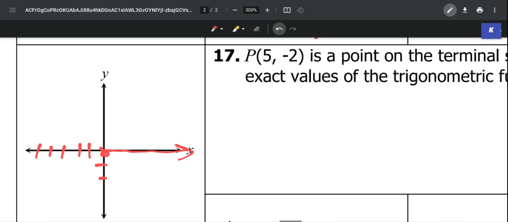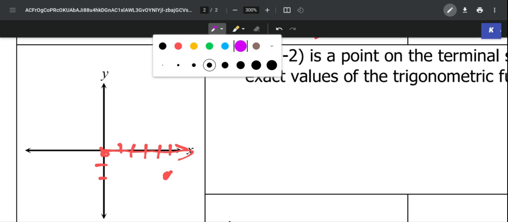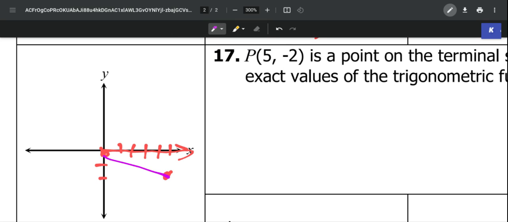So 1, 2. Actually, I went the wrong way. I went negative 5. It'd be 1, 2, 3, 4, 5. All right, and then down 2. So it would be right there. So that means that our terminal side goes through that.